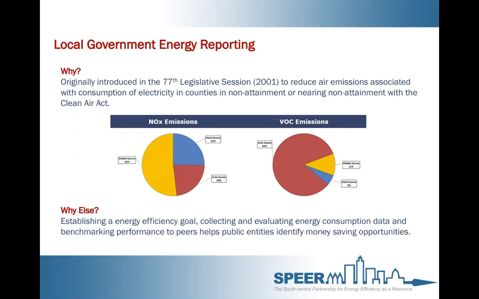Local government energy reporting was established in the 77th legislative session in 2001 and reauthorized in the 86th legislative session in 2019. The reporting requirements are designed to reduce air emissions associated with consumption of electricity in counties in non-attainment or nearing non-attainment with the Clean Air Act. Tracking electricity consumption and establishing an energy reduction goal is also a great way for public entities to better manage their assets and identify money savings opportunities.